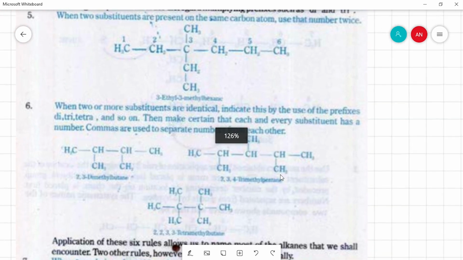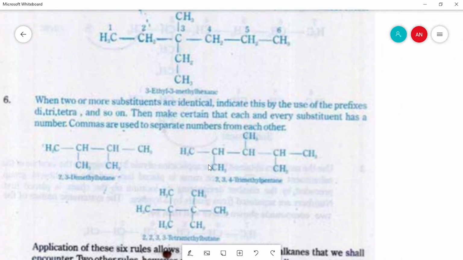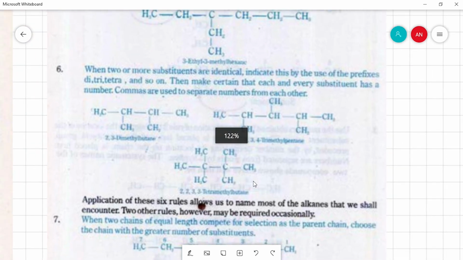Okay, in this case there is pentane as a parent chain and there are 3 methyl radicals, one on the second carbon, third carbon and fourth carbon. So its name would be 2,3,4-trimethylpentane, right?